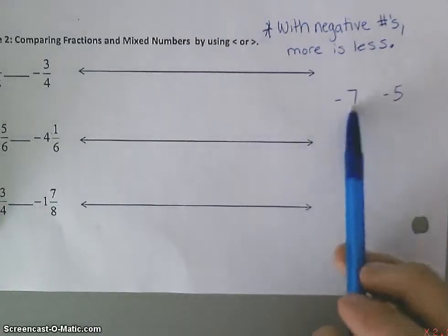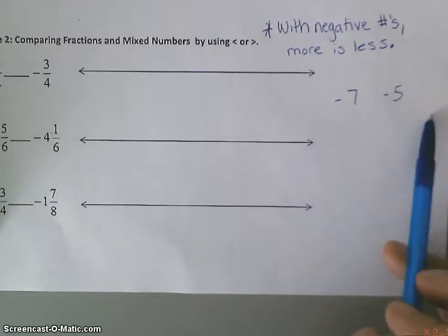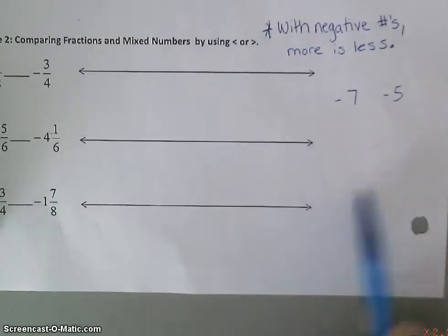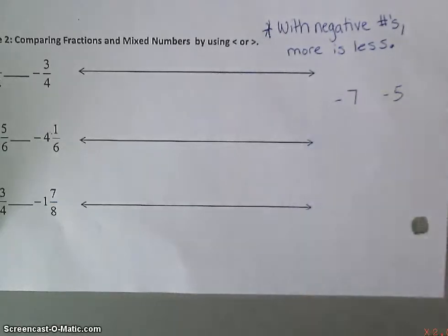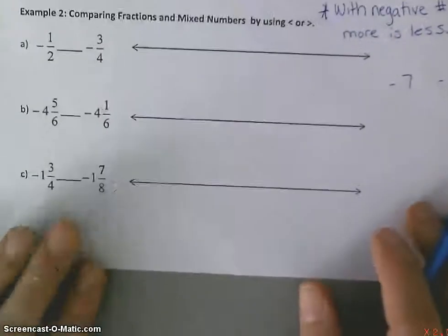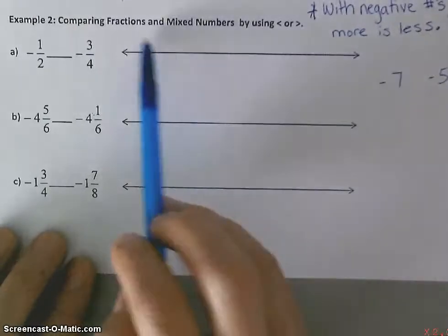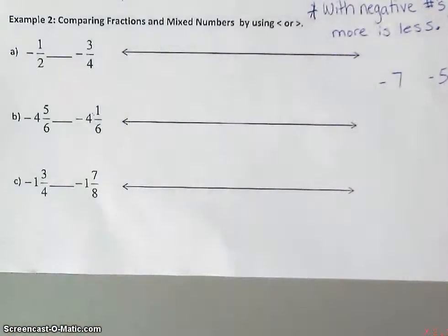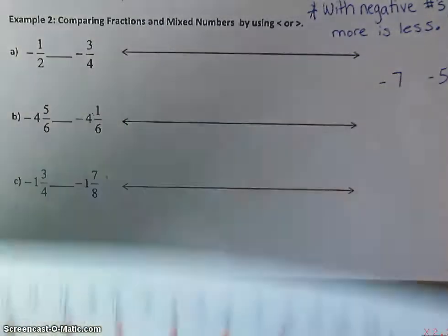That means it's colder outside. It means I owe somebody $7 instead of owing them $5. It means I'm 7 feet below ground rather than 5 feet below ground, so the -7 is actually a smaller number. Okay, so let's look at our fractions here. And we talked about in class today, we actually made our own number line. So why don't you take a moment and pause this and get your number line that we did in class.